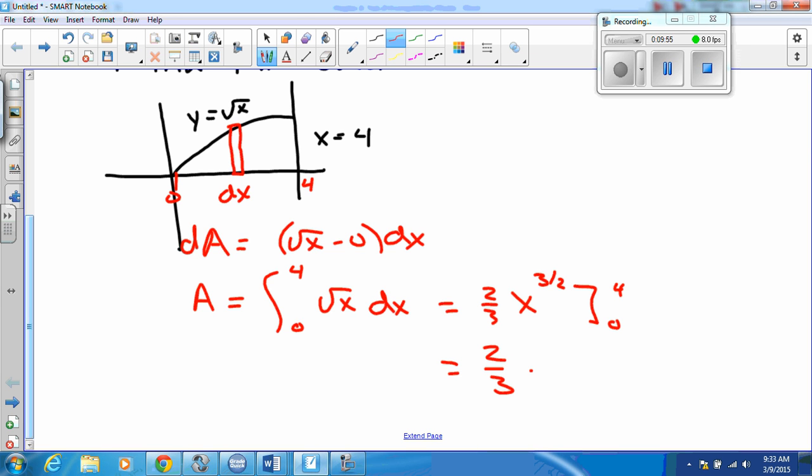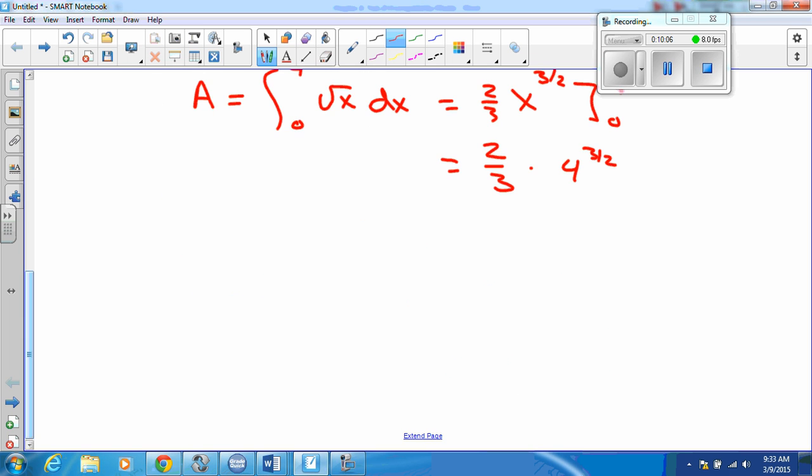And so now we have 4 to the 3 halves minus 0, which is invisible. And now with regard to the exponent, we're going to think about this either as first the square root of 4 and then that cubed, or else 4 cubed and then the square root of that. One of those is easier. Which one? Square root first. So first the square root of 4, which gives me 2, and then 2 cubed, which gives me 8. And we get 16/3 as our area. And there it is.